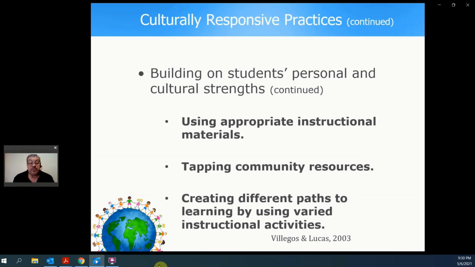Use appropriate instructional materials, and we're always tapping into community resources. It's a small community, but we do have support from the community, and they are willing to help us any way they can. Creating different paths to learning by using varied instructional activities. Again, this is really big. Students learn at different paces, they learn in different methods, and it's up to you to learn what methods work, what can we build on, what can we minimize if it's not working.